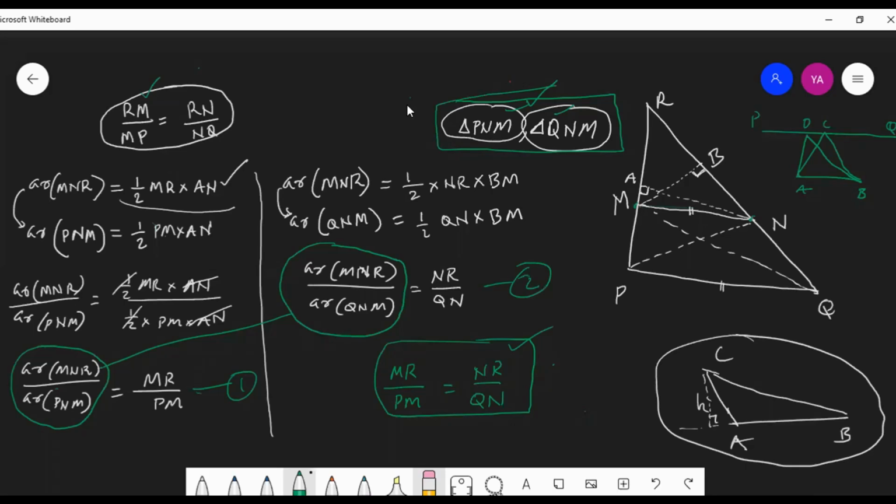Combining equation 1 and 2, since the area of triangle PNM is equal to the area of triangle QNM, and the numerators are the same, triangle MNR, the LHS of equation 1 and equation 2 are the same, so the RHS will also be the same. So we get MR by PM is equal to NR by QN. That's our target. In construction, we have applied this theorem. We didn't give any proof, but we simply applied this.